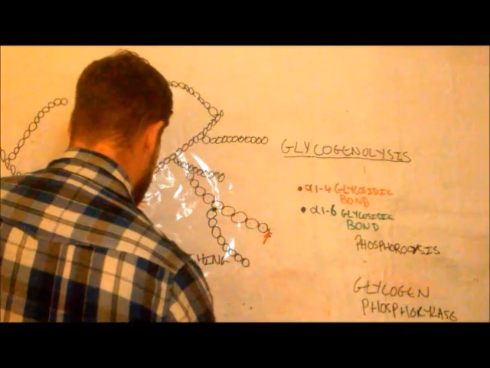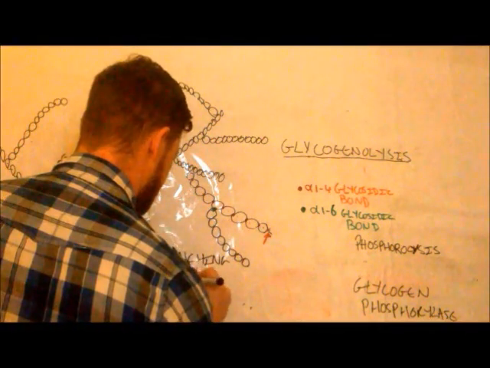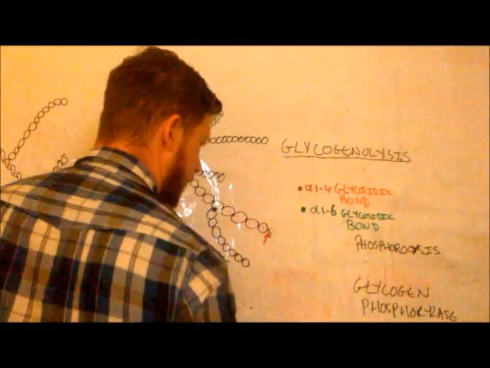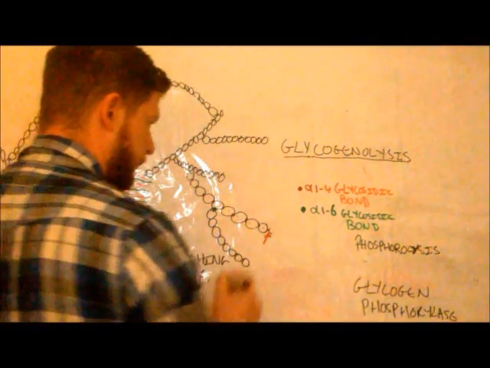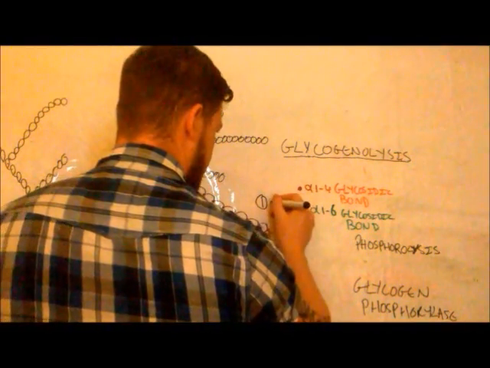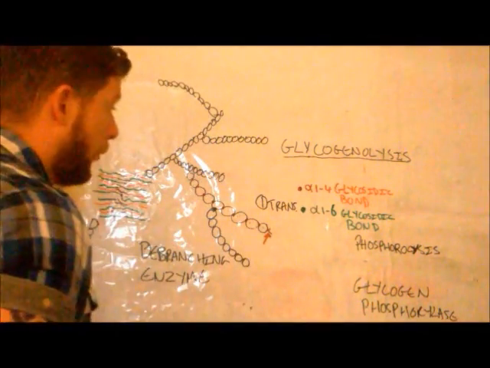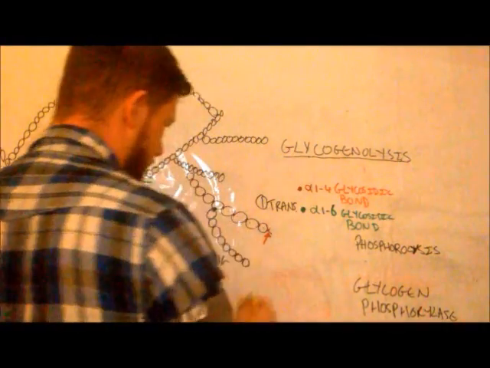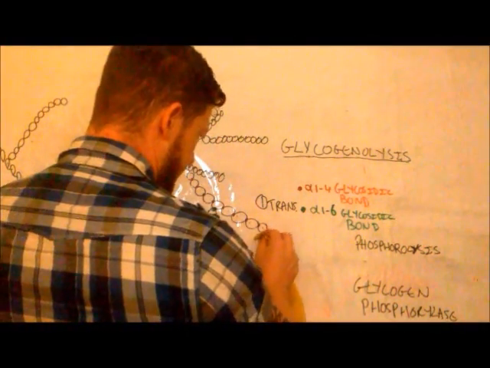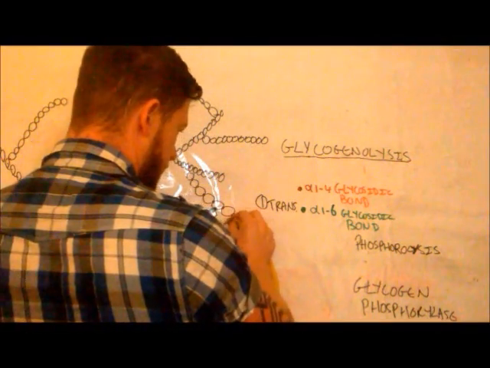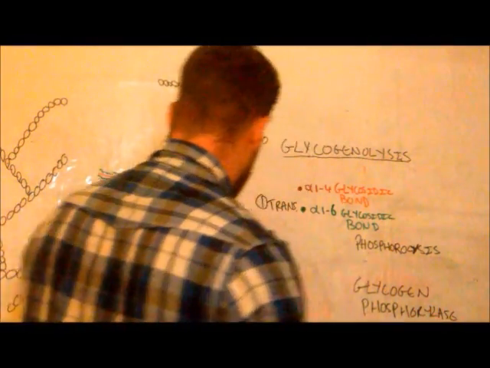Branching enzyme. And this consists of two parts. Part one is what is called a transferase. So I'll just put trans there for now. And what transferase does is it comes and it takes these first three here and it sticks them onto the end of another chain.